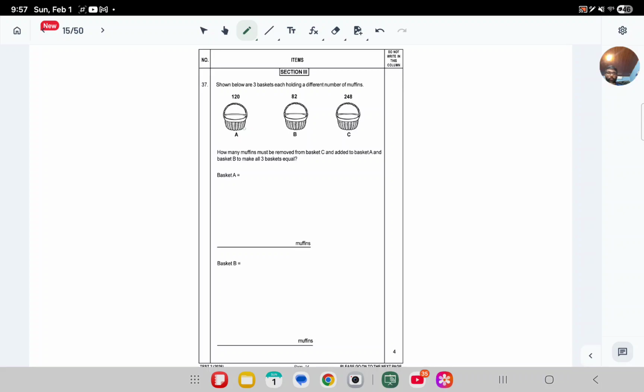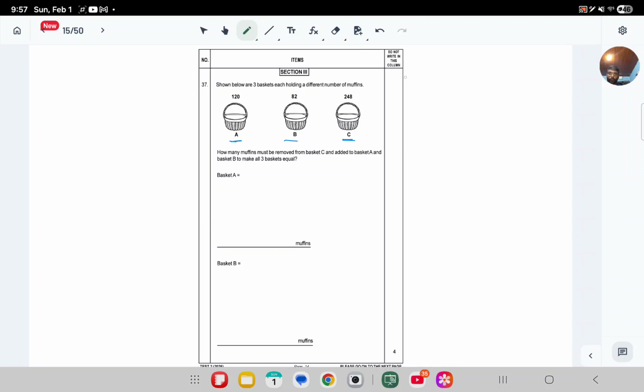So the first basket has 120, second one has 82, and the third one has 248. Alright, they said how many muffins must be removed from basket C and added to basket A and B to make all 3 equal. Alright, so we want to find out how many muffins each basket needs to have in order for it to be equal. So to do this now, we want to share it equally among 3 baskets.